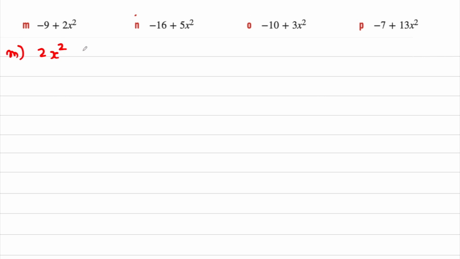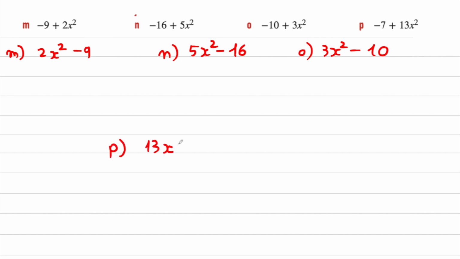Okay, first I have to reorder each question in this slide. Change the position to x squared first, minus 5. Question N: 5x squared minus 16. Question O: 3x squared minus 10. And the last one, question P: 13x squared minus 7.